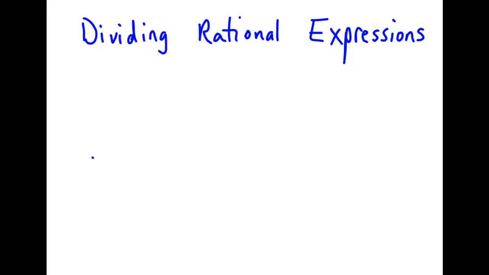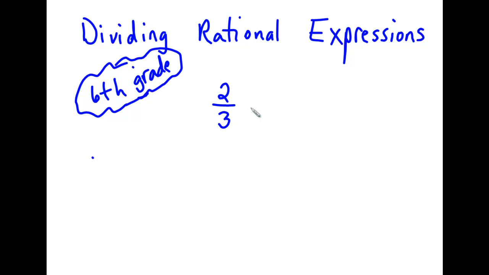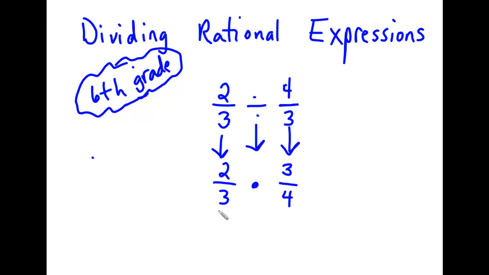Now let's look at dividing rational expressions. Let's go back to 6th grade for a moment. Remember, when I have 2/3 divided by 4/3, we keep the first fraction, change the division symbol to multiplication, and flip the second fraction. We keep it, change it, and flip it.